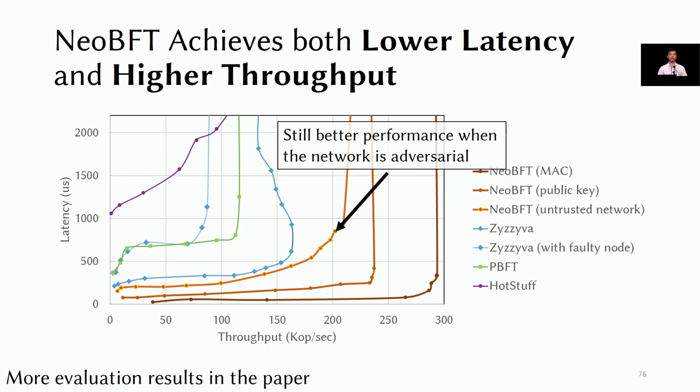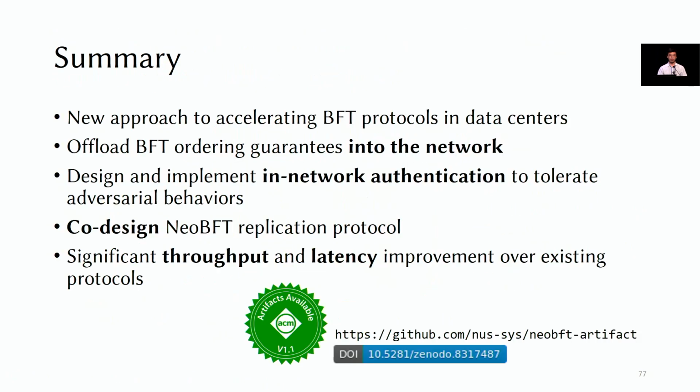Please check more evaluation results in the paper. In summary, we propose a new approach to accelerating BFT protocols in data centers by offloading BFT ordering guarantees into the network. We design and implement in-network authentication to tolerate adversarial behaviors, and we co-design a new BFT replication protocol, which shows significant throughput and latency improvement over existing protocols. That's all for my presentation. Thanks for listening.